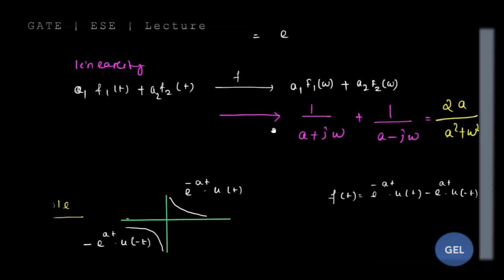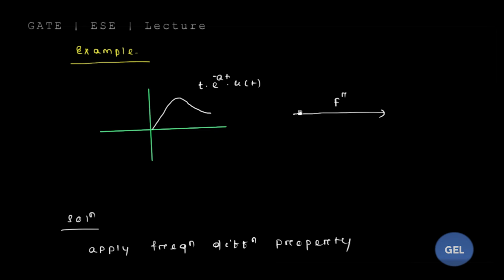Now moving on. Listen to this carefully. This is a very important point I'm going to share with you. Look here carefully. We got an example here, which is the combination of a ramp function and a decaying exponential. Now what will be the Fourier transform of this? You can solve it like integral of t e to the power minus at u(t) into e to the power minus j omega t dt, from minus infinity to infinity. This is the way that we should do the Fourier transform.